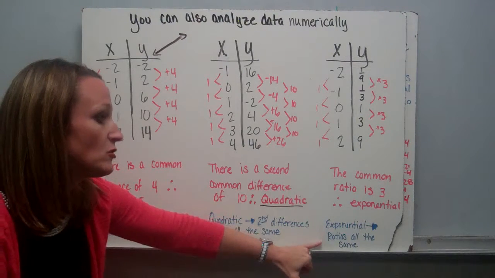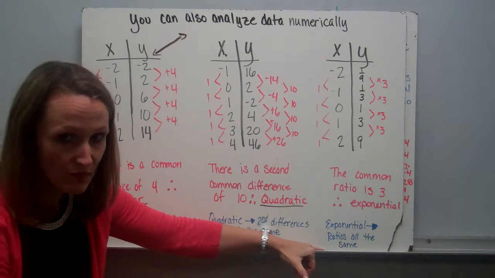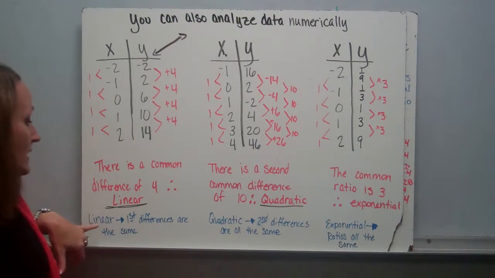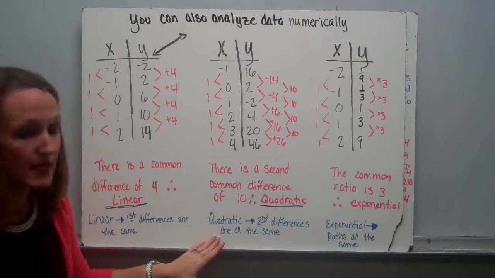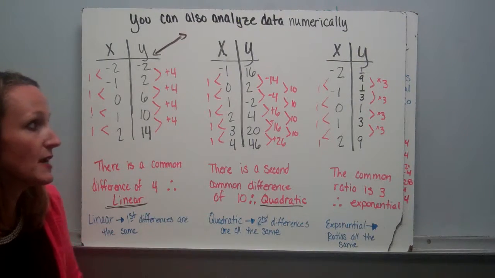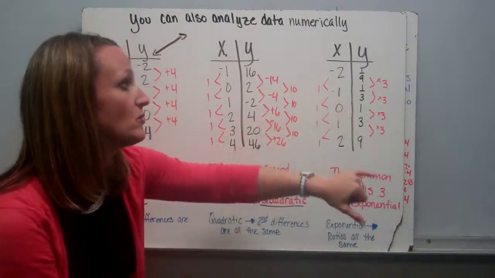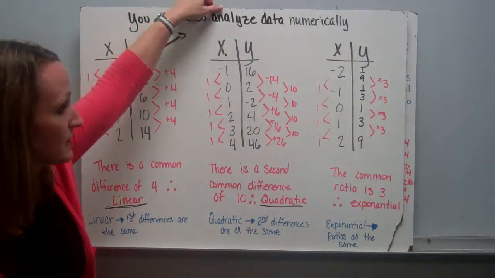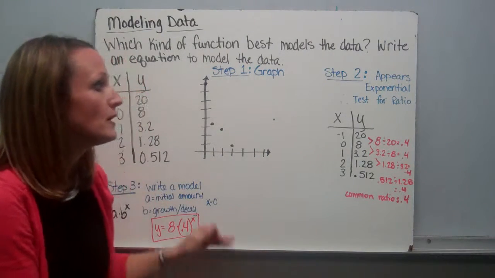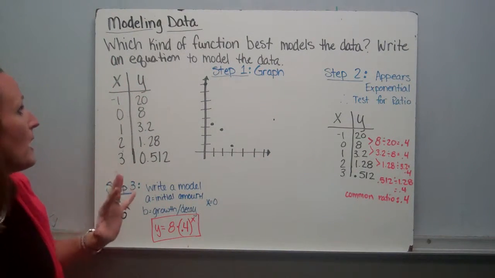So in an exponential graph, you're looking at a common ratio. So linear, first difference; quadratic, second difference; exponential, you're looking at a ratio from one number to the next. Like I said, in this case, your ratio was 3. Everything was multiplied by 3. Okay, so here's where we put all this together. We're going to model the data.